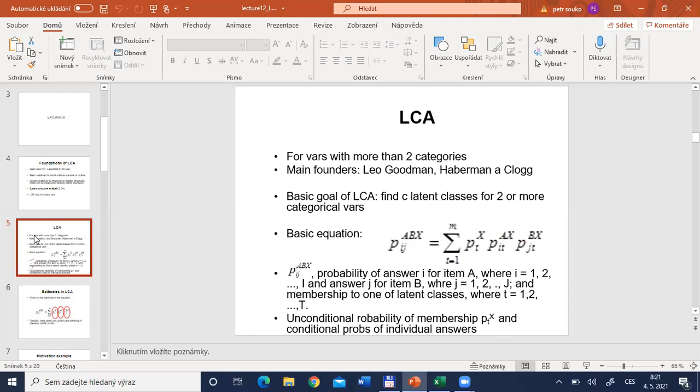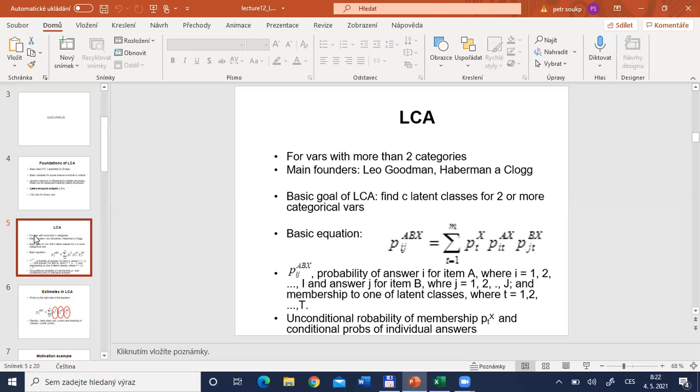Here you have the names of three famous statisticians that are the main founding fathers of latent class analysis. They are Goodman, Haberman, and Clogg. So these are three names. And the advantage of LCA in comparison with LSA is that you can apply this technique also to variables that have more than two categories. Of course, you can also apply LCA for only two categories. For simplicity today during the lecture, as it is only an introduction to LCA, we will be using only two categories for our variables. So technically, we will be performing latent structure analysis.